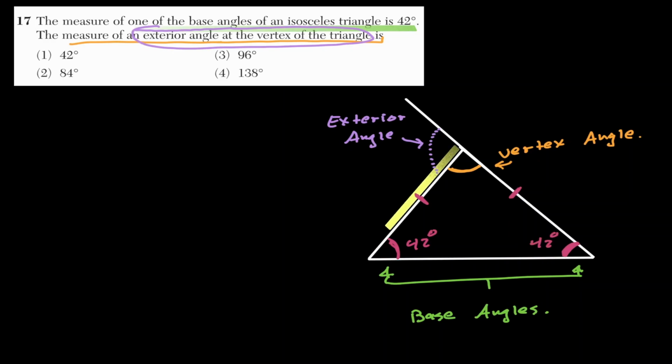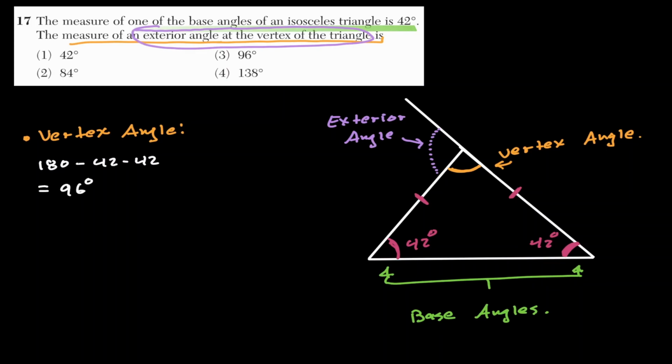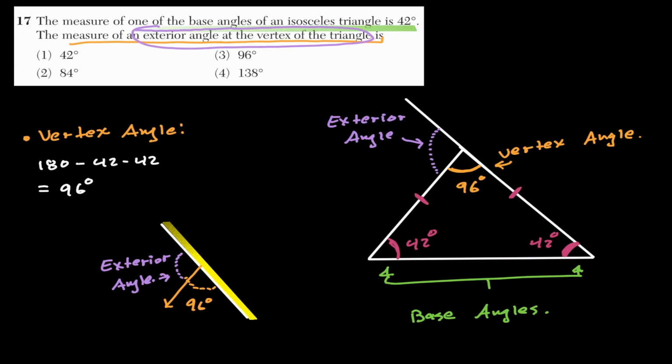With this information, we can find the measurement of the vertex angle. The summation is equal to 180 degrees. So we can have 180 minus 42 minus 42, which is going to give us 96 degrees. And now notice the relationship between the exterior angle and the vertex angle that we have here. When we add them up, we are creating a straight line, and a straight line is always equivalent to 180 degrees.